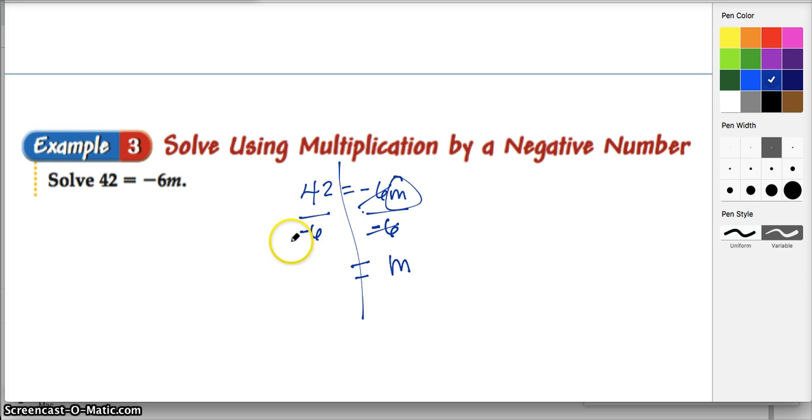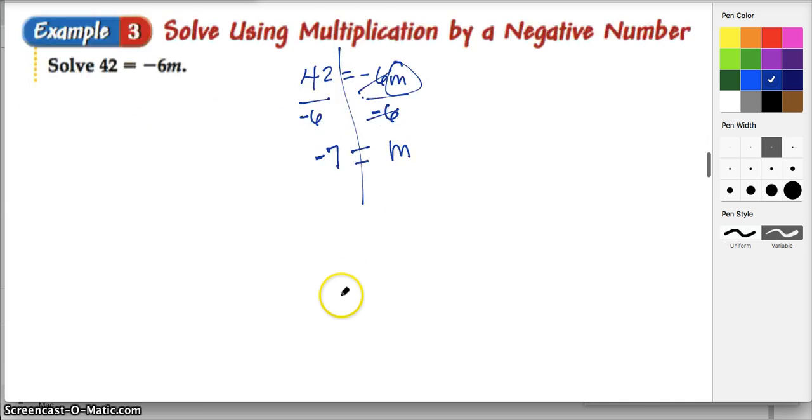And now I've got to do some work here. 42 divided by -6 is going to be a -7. Remember, 42 divided by 6 is 7. And when I divide a positive by a negative, two different signs, my answer is going to be negative.